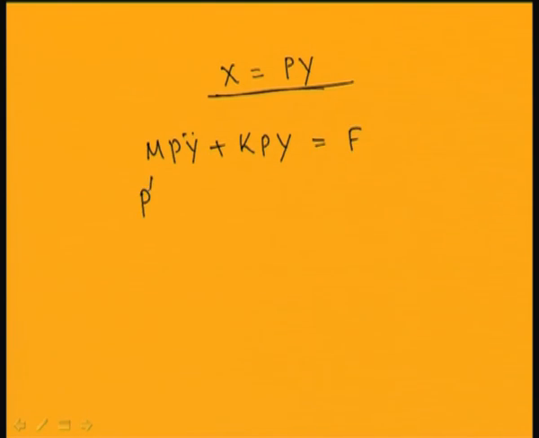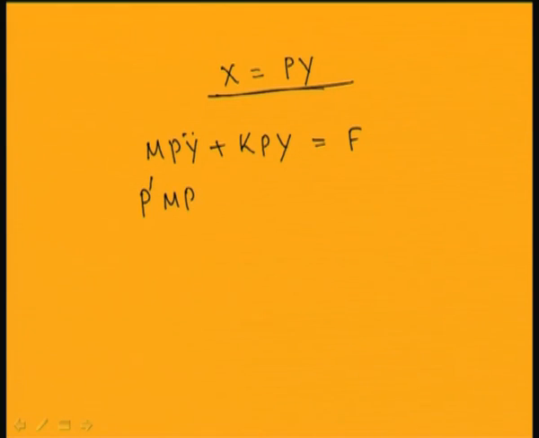So, let me write x equal to P y. If I am using this modal matrix P, then I can write x equal to P y, then I can write m P y double dot plus k P y equal to f. Now, I can pre multiply by P transpose.